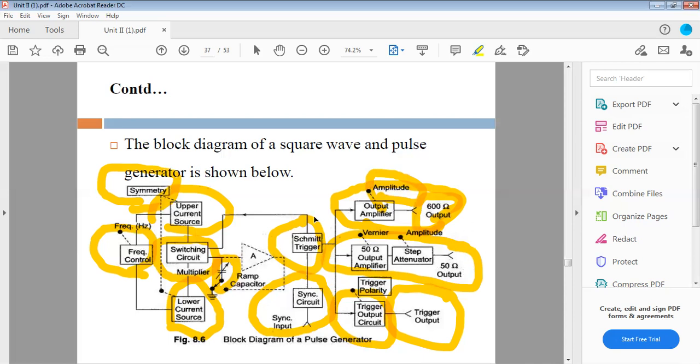Next, the Schmitt trigger output is given to the trigger output circuit. It differentiates the square wave pulses, and with the help of a trigger polarity, it inverts the pulses and generates a positive going trigger pulse. Next, we also have a multiplier here. This multiplier is used for changing the ramp capacitor in decade steps. So this is the block diagram of the square wave and pulse generator.